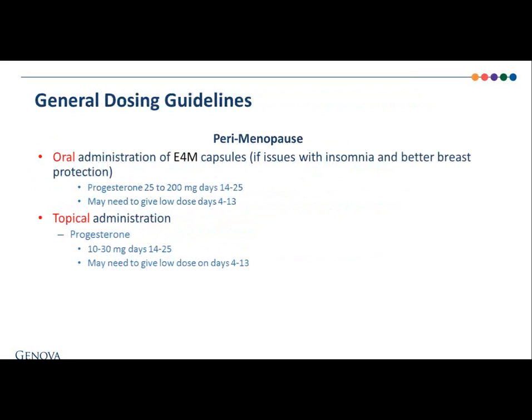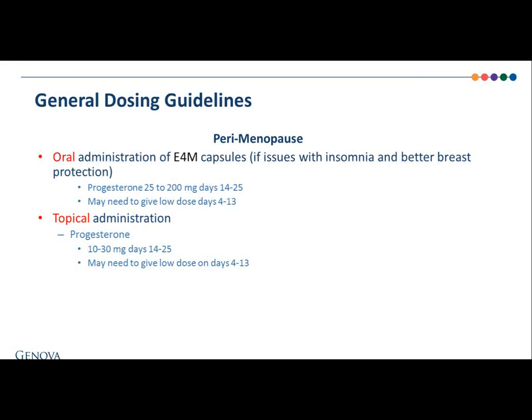When we look at the perimenopausal woman, again, orally, common doses are 25 to 200 milligrams, days 14 through 25. If she tells you, wow, I feel really fabulous every day that I'm on the progesterone, but I don't feel so great when I'm not on it, then you can give a lower dose, days 4 through 13. So that's something that you may want to consider. Topical administration, again, is 10 to 30 milligrams, days 14 through 25, and you could do a lower dose, days 4 through 13, if you need to.